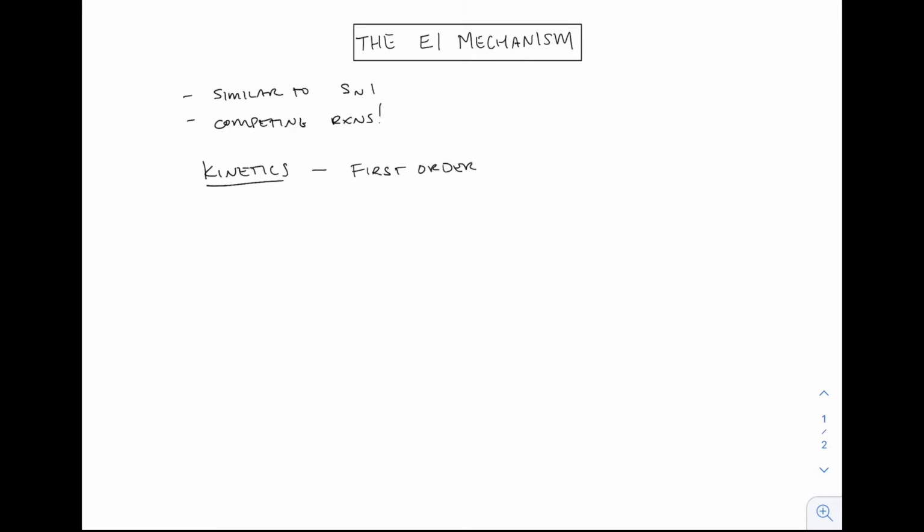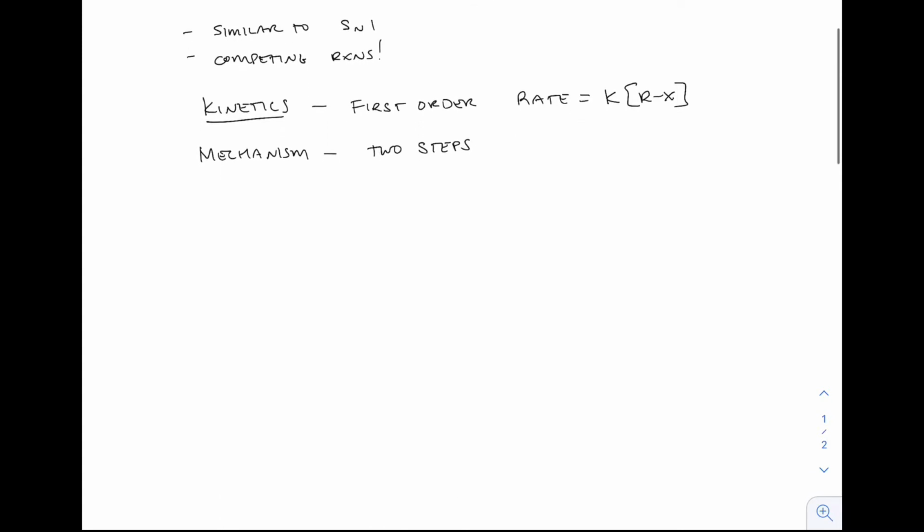This is just like SN1: first order, and the rate equation is k times the concentration of the alkyl halide, or RX, where X can be a good leaving group. And the mechanism is going to be two steps, again, because it's first order. So you form that carbocation intermediate, just like SN1. And then we've got the four factors that we saw before: the alkyl halide, the base, the leaving group, as well as the solvent.